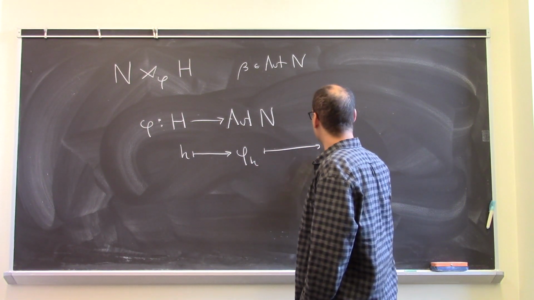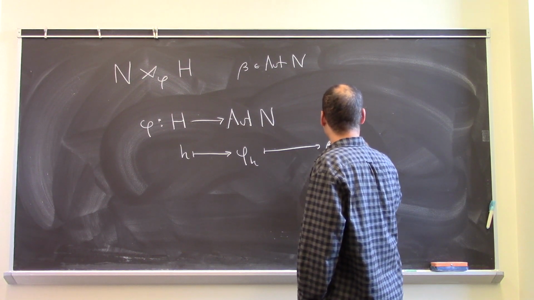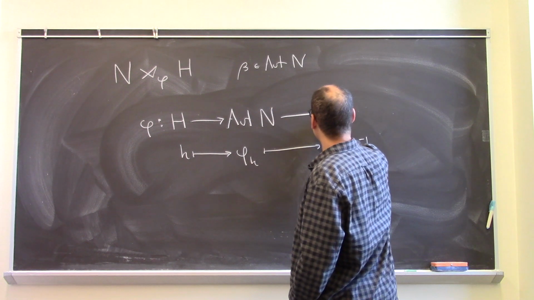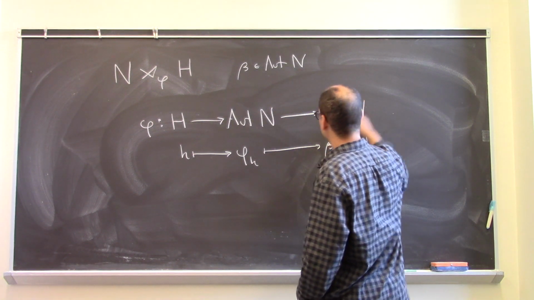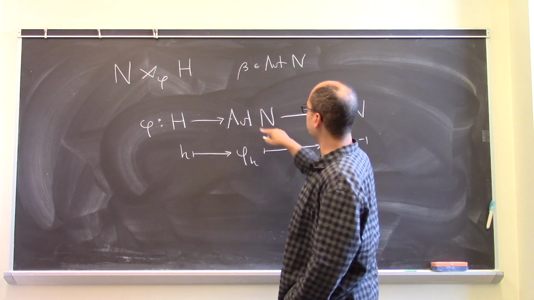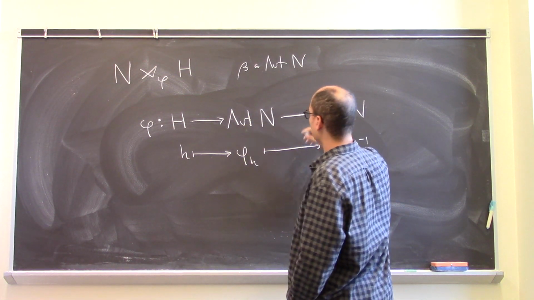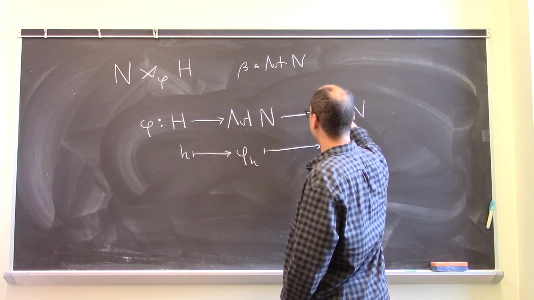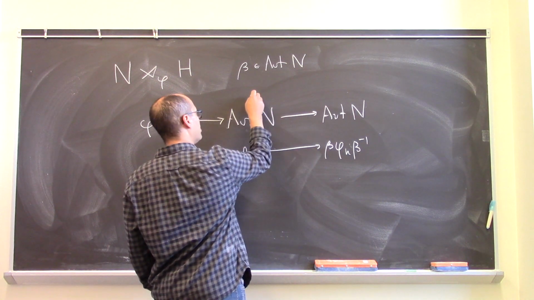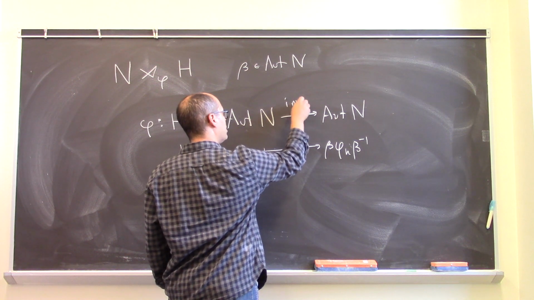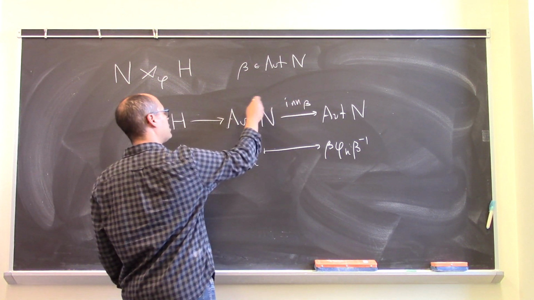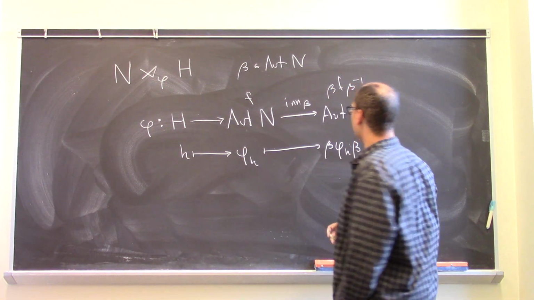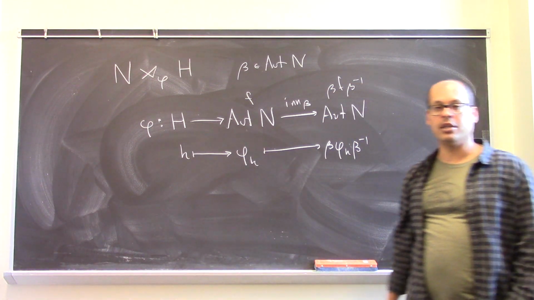So I can take this to beta phi_h beta inverse, and all these taken together really correspond to a map of Aut N to itself, where I take an automorphism and I compose with the inner automorphism beta. So this is inner beta. This is the map that takes some f to beta f beta inverse, and that's a map from Aut N to itself.